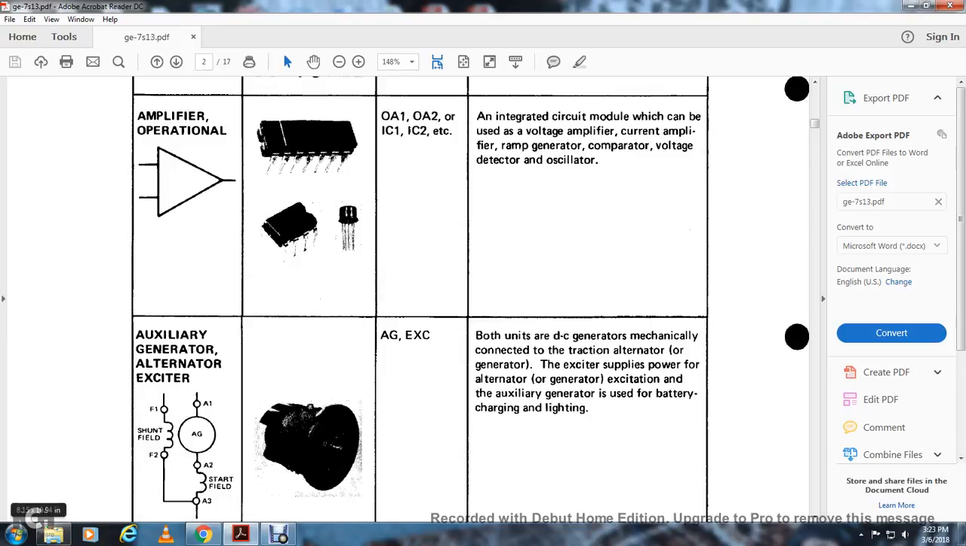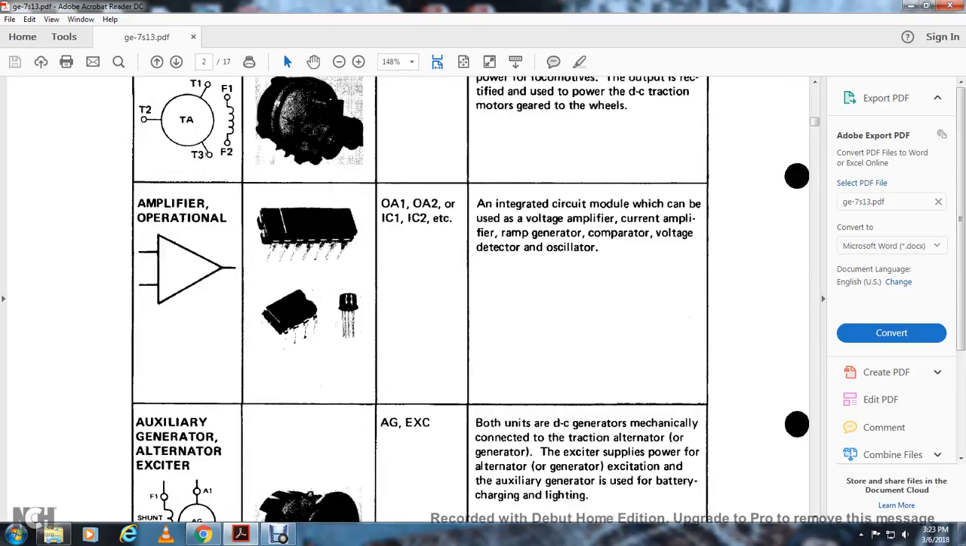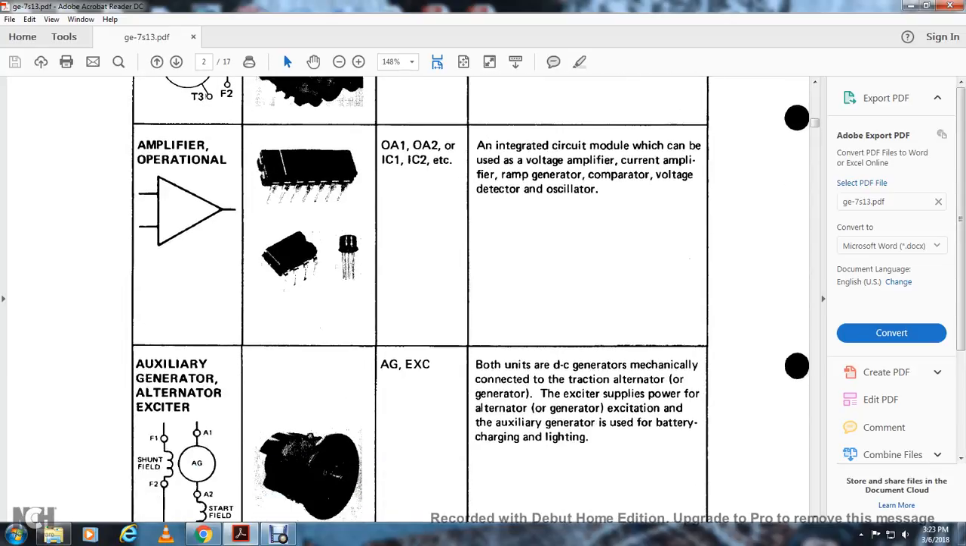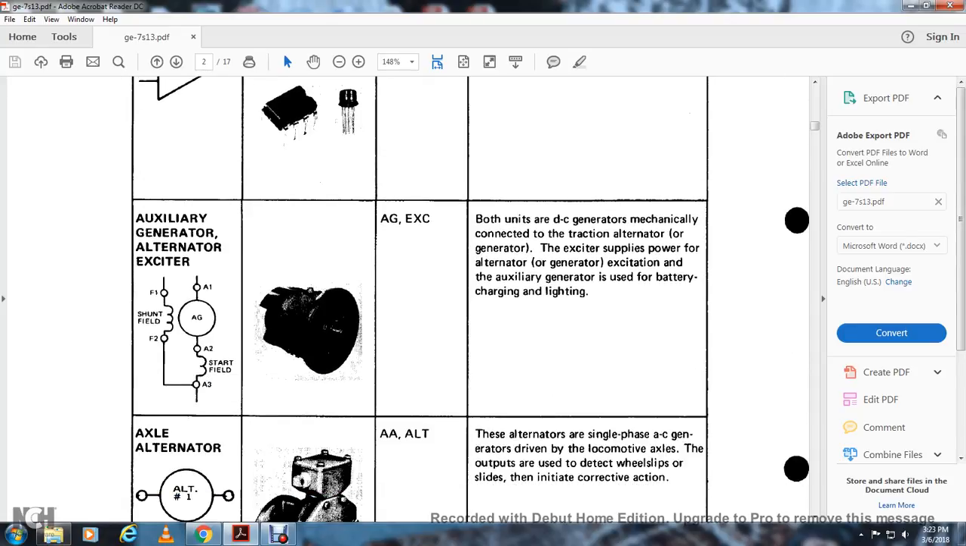A1 and A2, auxiliary generator. A1 is the circle starting field between A2 and A3. Alright, your symbols, typical designation AGEX. Both units of the DC generator are mechanically connected to the traction alternator or generator. The exciter supplies more alternator or generator excitation. The auxiliary generator is used for battery charging and lighting.